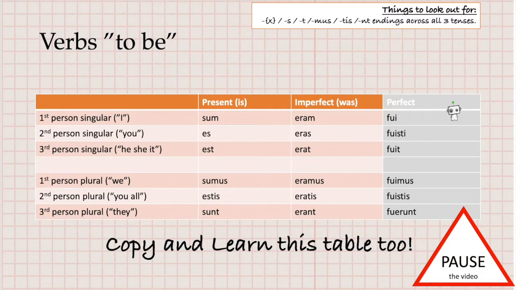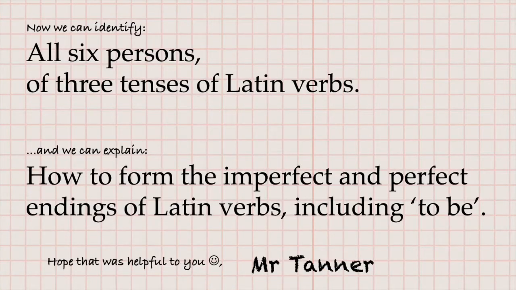Those little words are going to crop up all the time. It's really important that you make the effort to learn those forms now so that you're not thrown by them when you see them in a story or in some sentences at a later date. Okay then. Hopefully now you can all identify all 6 persons of all 3 tenses of the Latin verbs that you have encountered so far. And we can therefore explain how to form the imperfect and perfect endings of Latin verbs, including the verb to be.